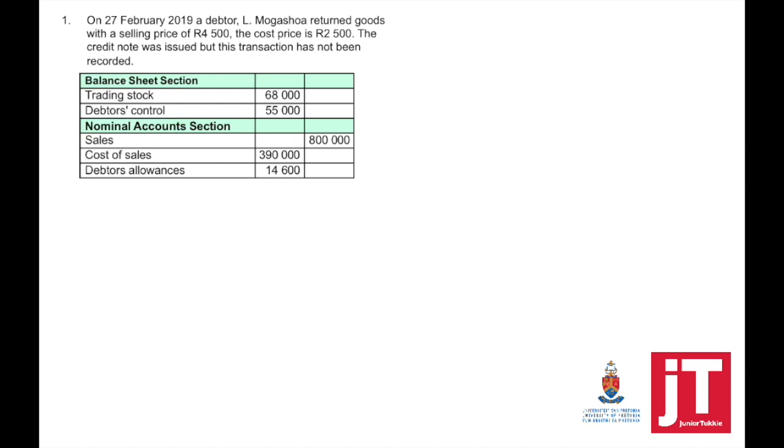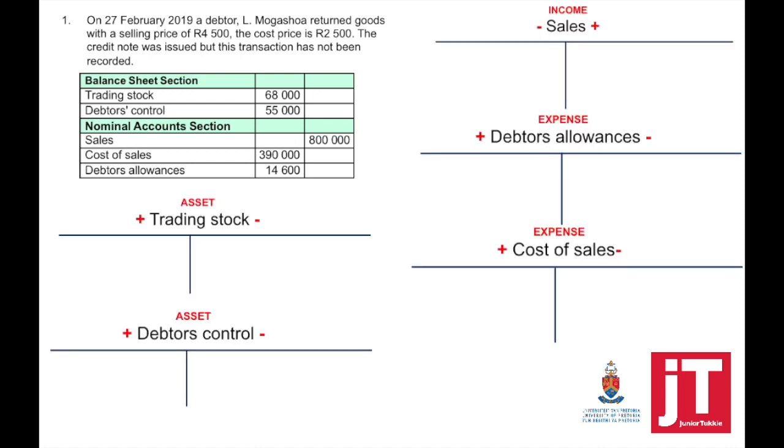So if we look now at this and we need to open up our T accounts, we're going to open up sales, debtors allowances, cost of sales, trading stock, and debtors control. Why? The selling price is recorded in debtors allowances and debtors control. The cost is shown in cost of sales and trading stock. Debtors allowances is closed off to the sales account.